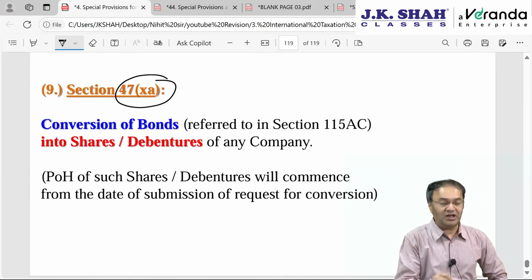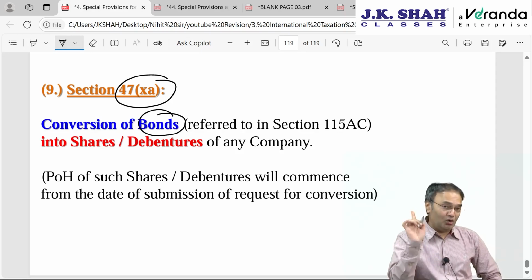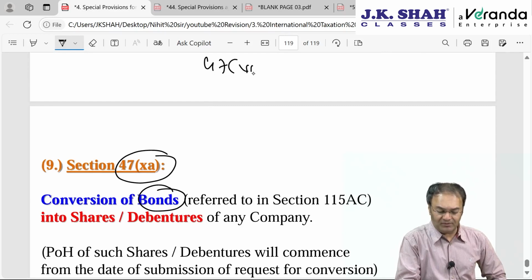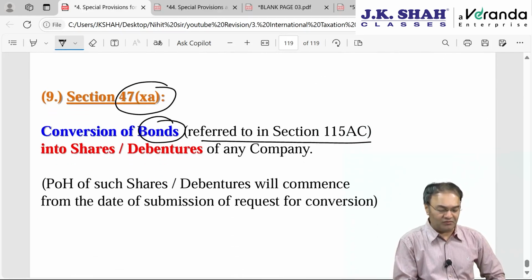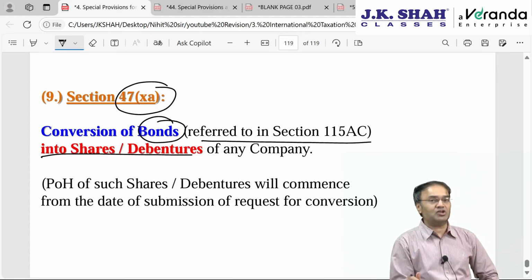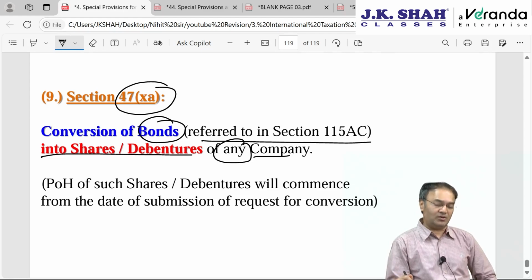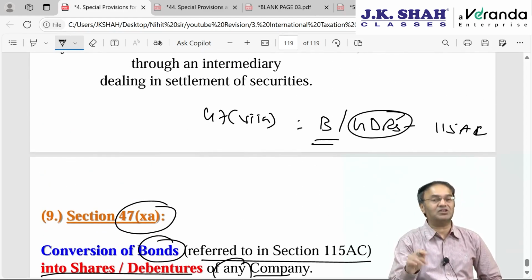47 clause 10A: if bonds or GDR, no, not bonds or GDR, only bonds. This time it is only bonds. In 47 clause 7A it was bonds or GDRs of an Indian company referred to in 115AC. This time only bonds. Bonds of an Indian company referred to in 115AC are converted into shares or debentures of any company, then it will not be regarded as transfer. Why are GDRs not covered here? Because GDR itself is in the form of shares.